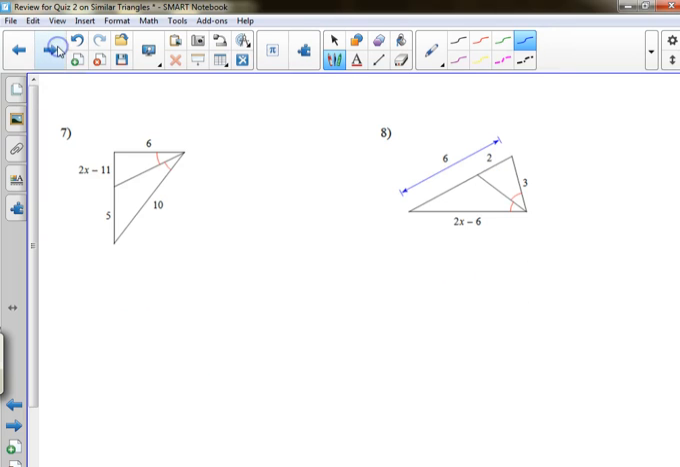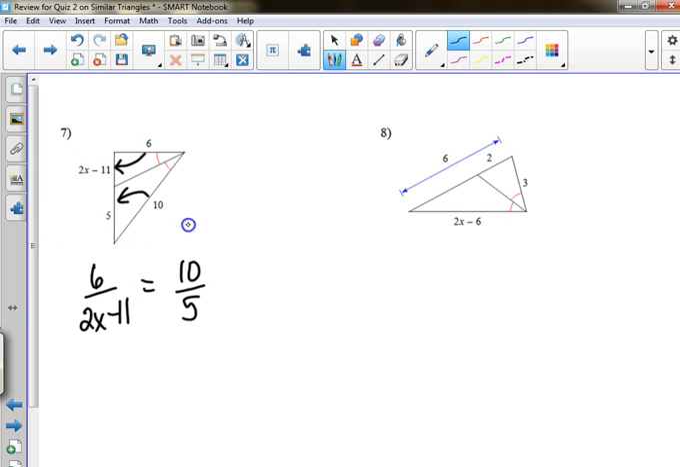All right. Number 7 and 8 are angle bisector theorem again. These are the new concepts since we took a quiz. That's why they're on here so many times. All right, 6 is to 2x minus 11 as 10 is to 5 would be the way I would set that one up. You certainly could have done 2x minus 11 over 6 equals 5 over 10.